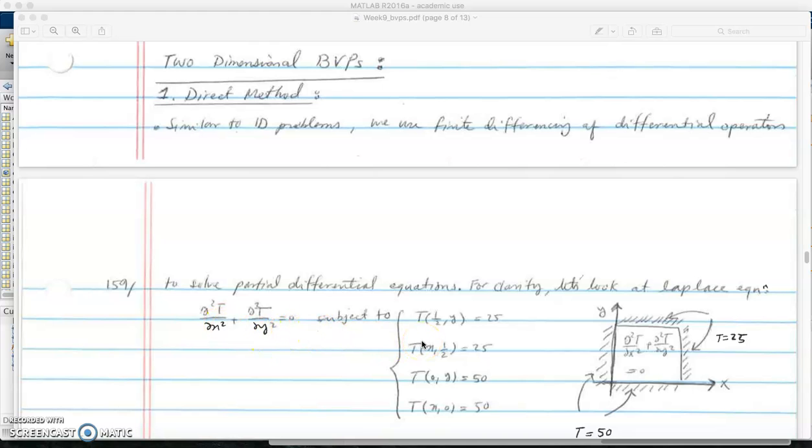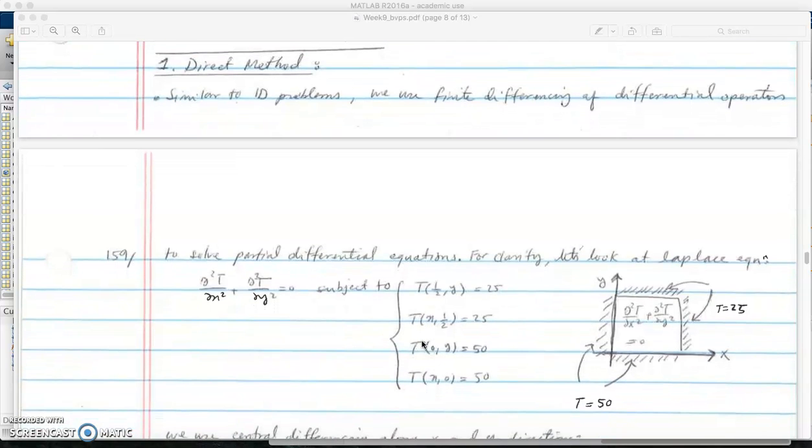The boundary conditions we have are along the four boundaries. On the north and east sides, the temperature is 25, and on the west and south sides it is 50 degrees. To make it very generic, I set the domain length along x from 0 to 1/2, and along y from 0 to 1/2.